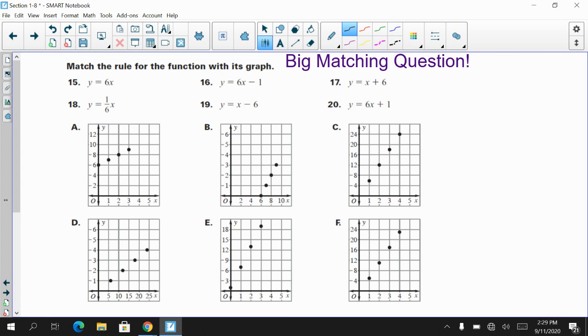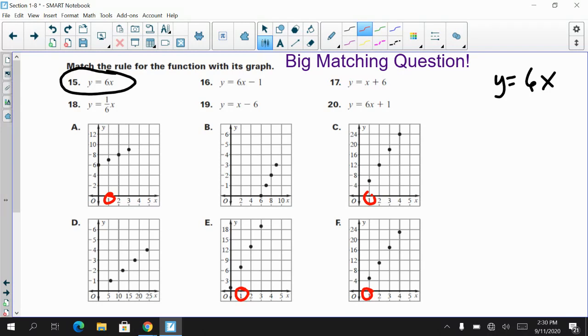All right, so let's start with number 15. I'm going to show you how the work for this would go. So I have y equals 6x. And I look at my graphs here, and I'm looking at the various points. And I'm looking at my domain for all of these graphs down at the bottom. And the point 1 is one that is used for most of these graphs. If you look at the bottom of each of these, the number 1 here.